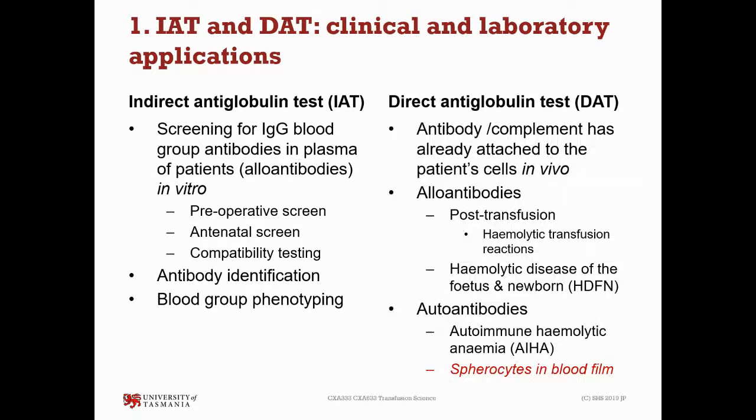The direct antiglobulin test, of course, is what we talked about here: autoimmune hemolytic anemias and also hemolytic disease of the fetus and newborn. The other time when you will get a direct antiglobulin test is if you have a post-transfusion reaction, usually a delayed transfusion reaction due to an IgG antibody. So you will get a direct antiglobulin test then as well.